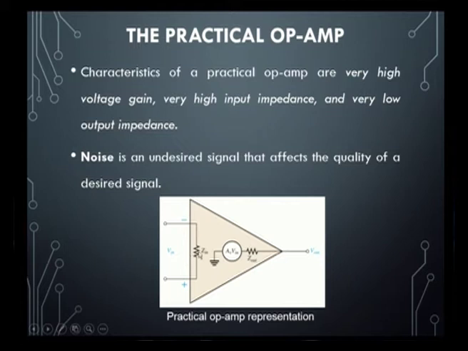So, it has some value that will be very high, and also it has very low output impedance. Here also we can observe the output impedance is not 0, it has some value, that is a very low output impedance. And also noise is an undesired signal that affects the quality of a desired signal, that whatever output we need to get, it won't be possible because of unwanted noise.